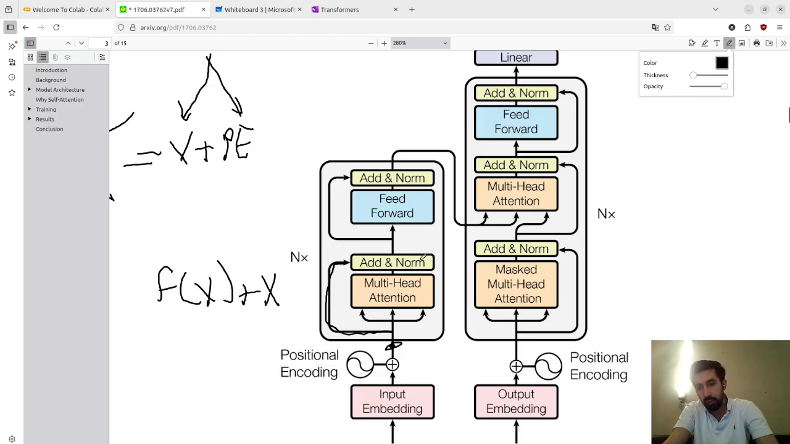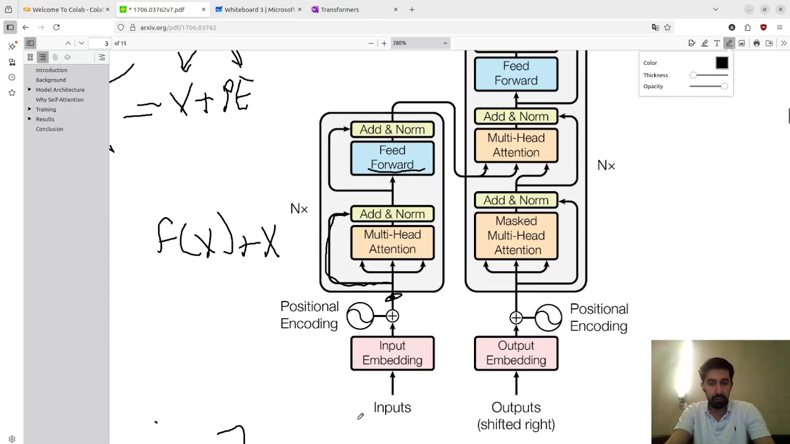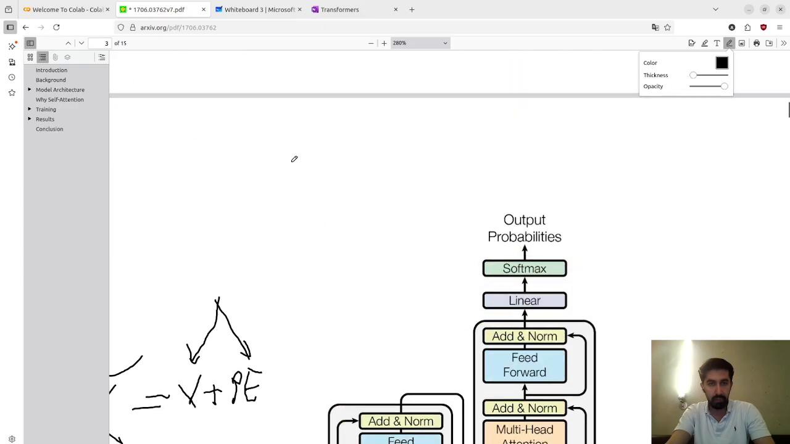And then they normalize, and normalization is better in the case of neural networks because it's better to subtract the mean and divide by the standard deviation. And then they have a fully connected feed-forward neural network, and they do add and normalize again. So basically, they have the input x bar, which is x plus positional embedding.